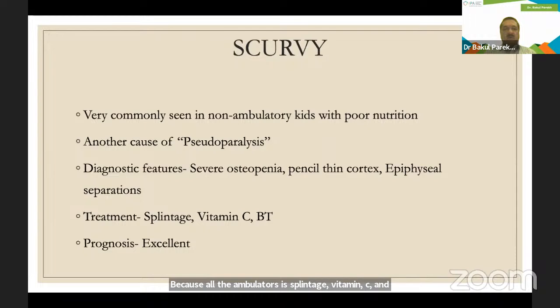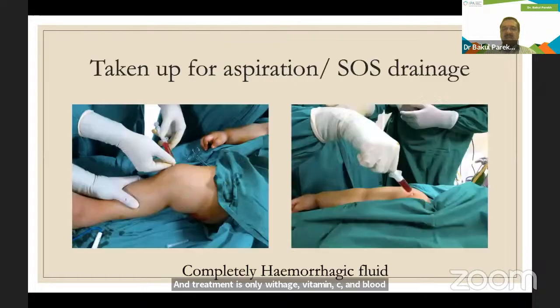very commonly seen in non-ambulatory kids with poor nutrition. Another cause of pseudoparalysis. Diagnostic features are severe osteopenia, pencil thin cortex, and epiphyseal separation. And treatment is only with splintage, vitamin C, and blood transfusion if required. And prognosis is excellent. If you can appreciate this exercise, I'll show it again.